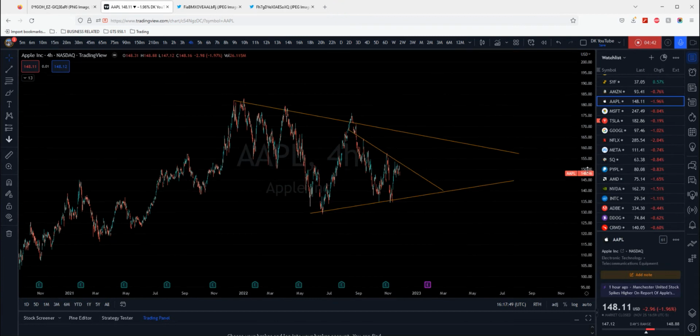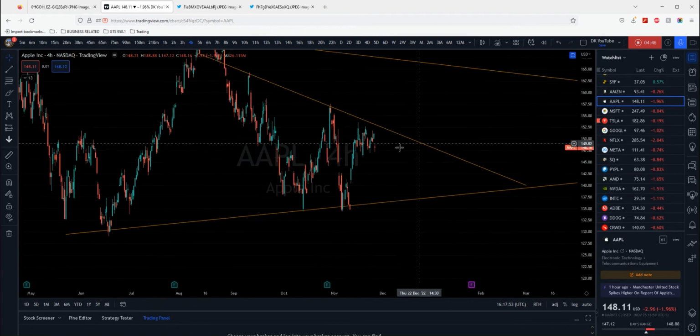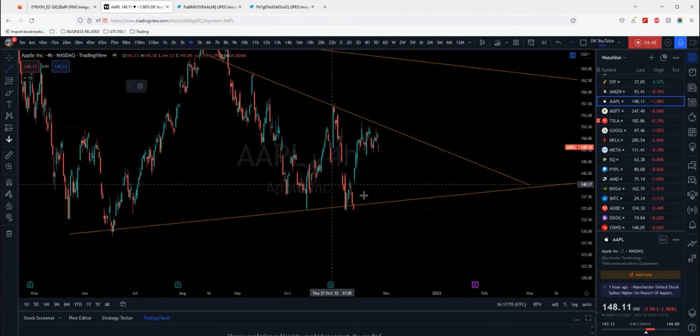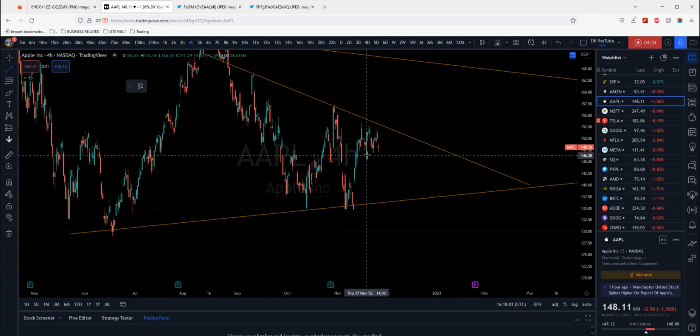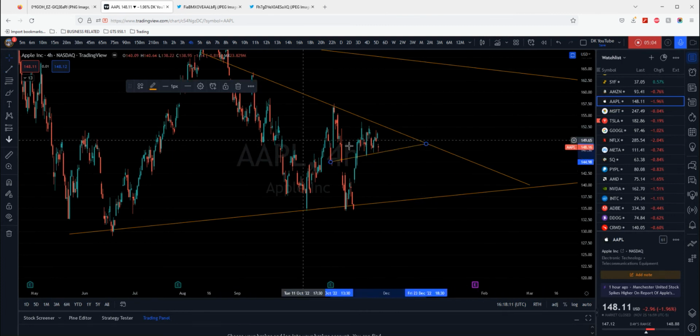So this is what I call naked charting. Let me also draw support over here because we can clearly see that this low is higher than this one. This low is higher than the previous two. This low is higher than the previous three, and then this low is higher than the previous four. So we can clearly draw a trend line over here.